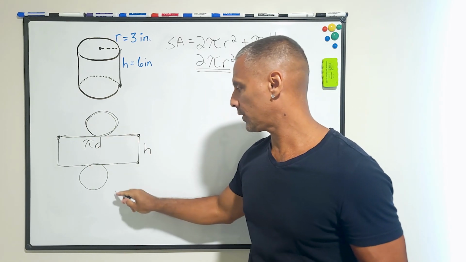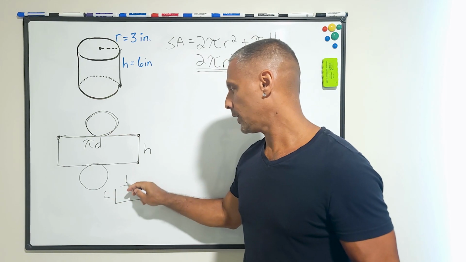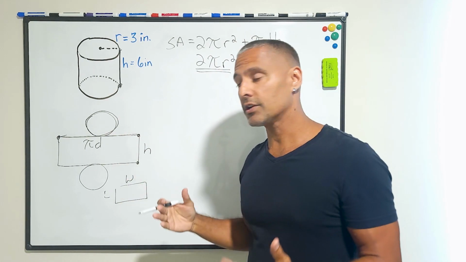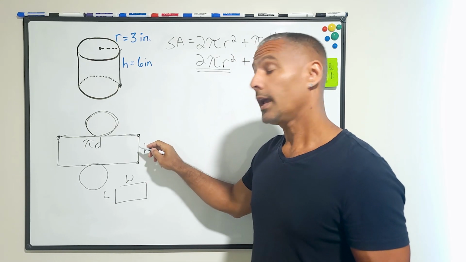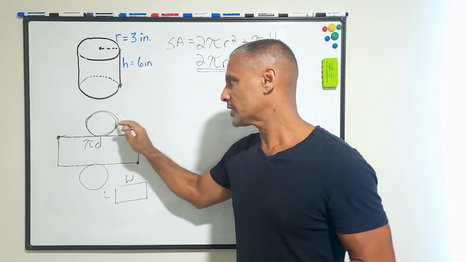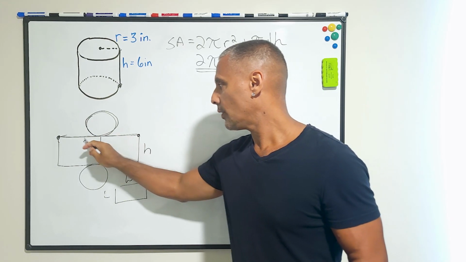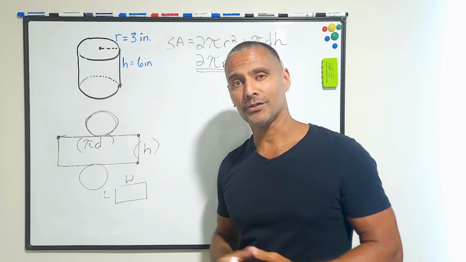Now, normally with a rectangle, we just take the length times the width to find its area. But because it's in the form of a cylinder, we have to take the height of the cylinder and multiply it by the circumference of the circle, which is equivalent to the width of our rectangle. So if we multiply this by this, that gives us the area of that rectangular surface.